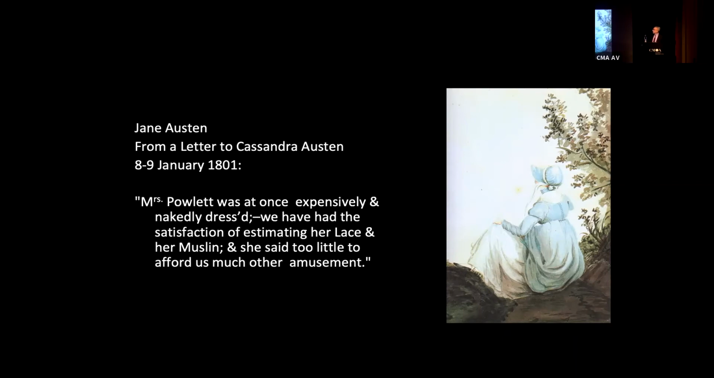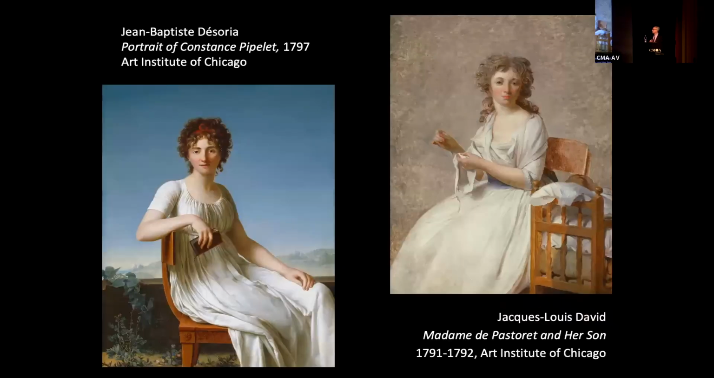And now this idea of being expensively but nakedly dressed. Muslin, as I mentioned, was a material that could be very diaphanous, often very sheer and relatively easy to see through. And there was a whole lot of issues about morality and how much you were exposing of yourself, and health issues, and this is something that has persisted in the mythology of these dresses up to the present day.